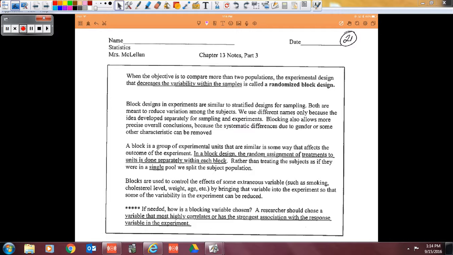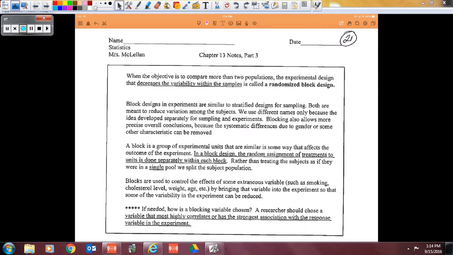Okay, remember when we blocked, what did it do with the data? It made it more squished together. Okay, good. When we blocked the data, when we blocked by breed, it made the data more squished together. Okay, it made it more consistent. It made it less varied. Okay, do you remember that?